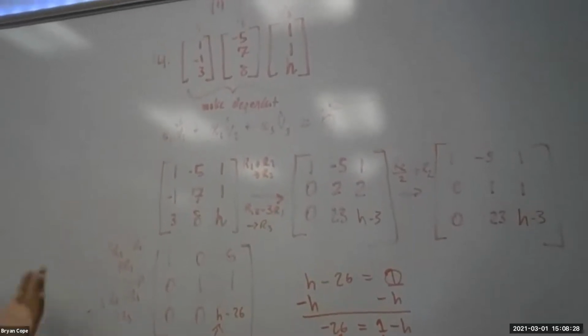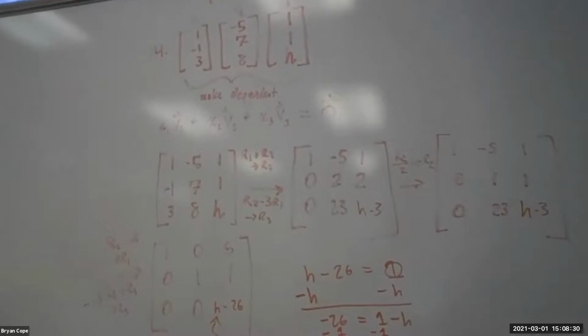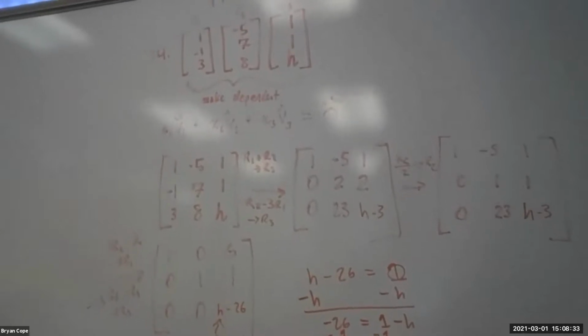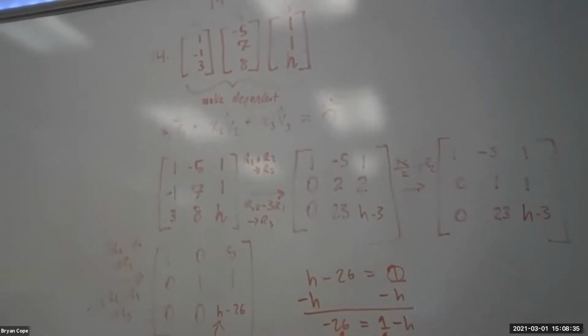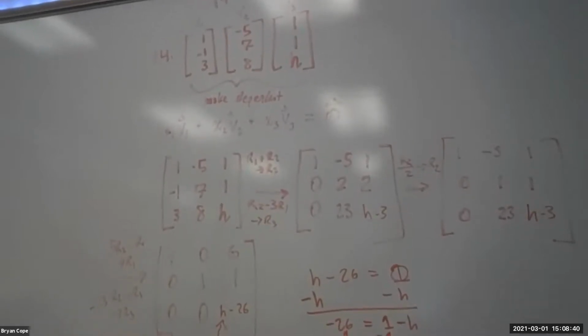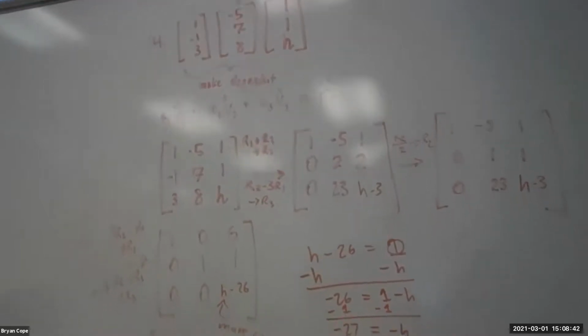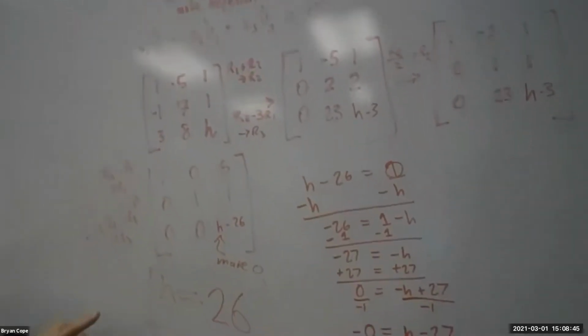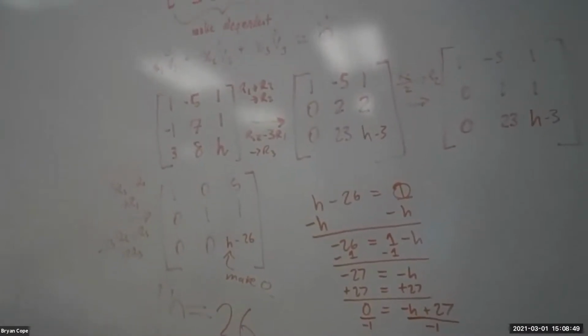So we did a bunch of elementary row operations, since we can't do REF on the calculator with the variable. At the end, we come up with this final matrix where in the 3rd column, we want to make sure that it's a free variable, because otherwise, if h minus 26 equals 1, then it would be a pivot, and that would make the set linearly independent. So in order for it to be a free variable, we set h minus 26 equal to 0. So if h equals 26, then the set is linearly dependent.